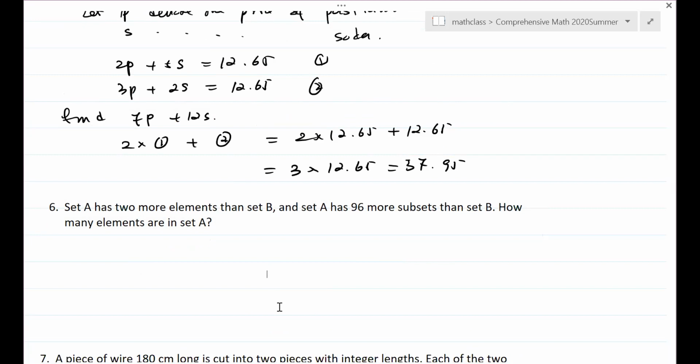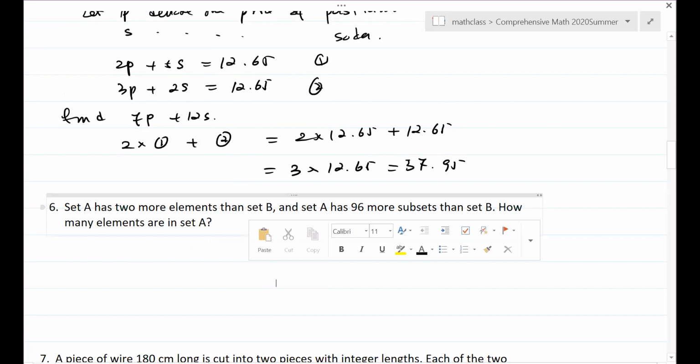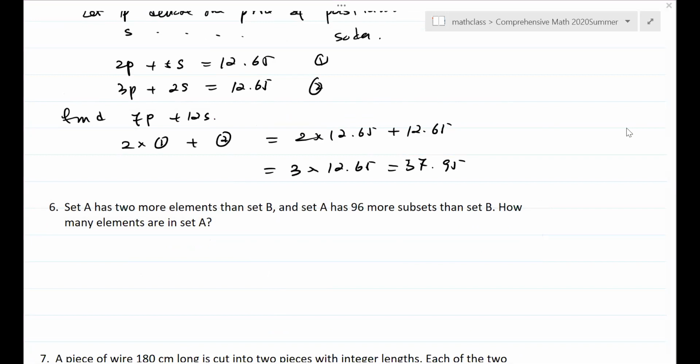All right, so here's a question. A set A has 2 more elements than set B. Set A has 96 more subsets than set B. How many elements are in set A?